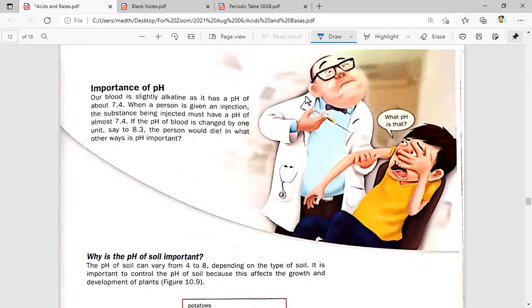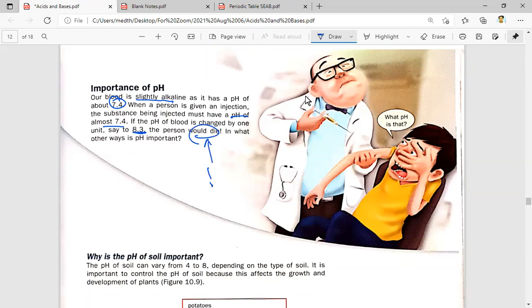Do take note, blood is slightly alkaline, pH value 7.4. Now when you're given an injection, just like the vaccine that you're having, generally they'll make sure that the vaccine you receive has a pH of about 7.4. Now if the pH changes by about 1, so 7.4, if I change it up to 8.3 or change it down to about 6 point something, the person will die.